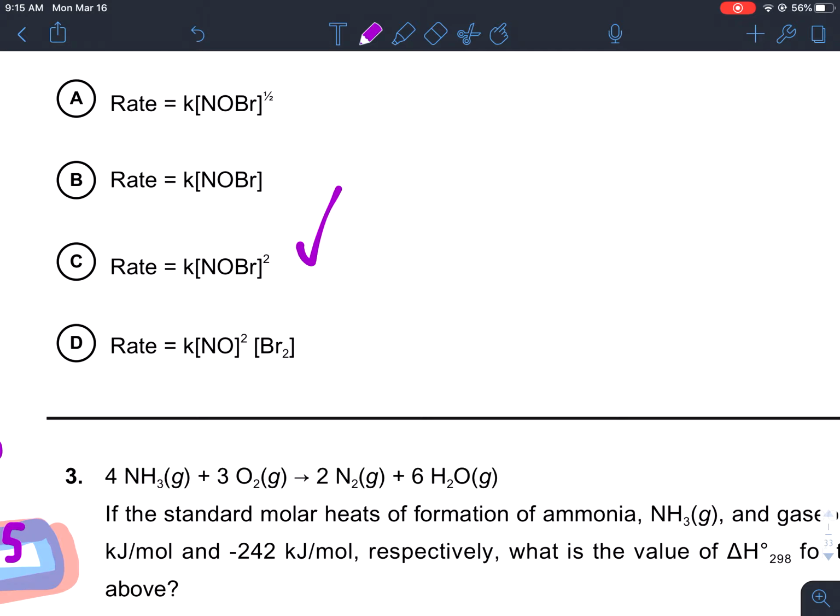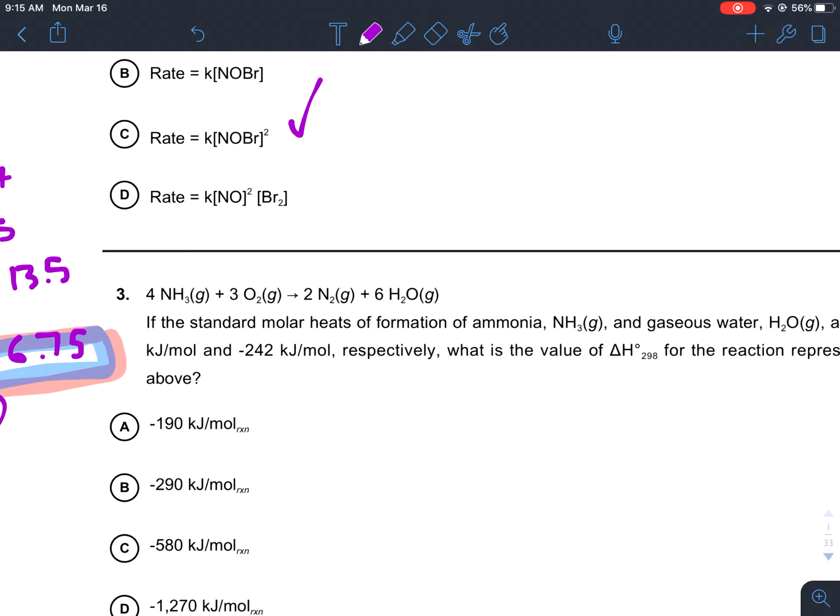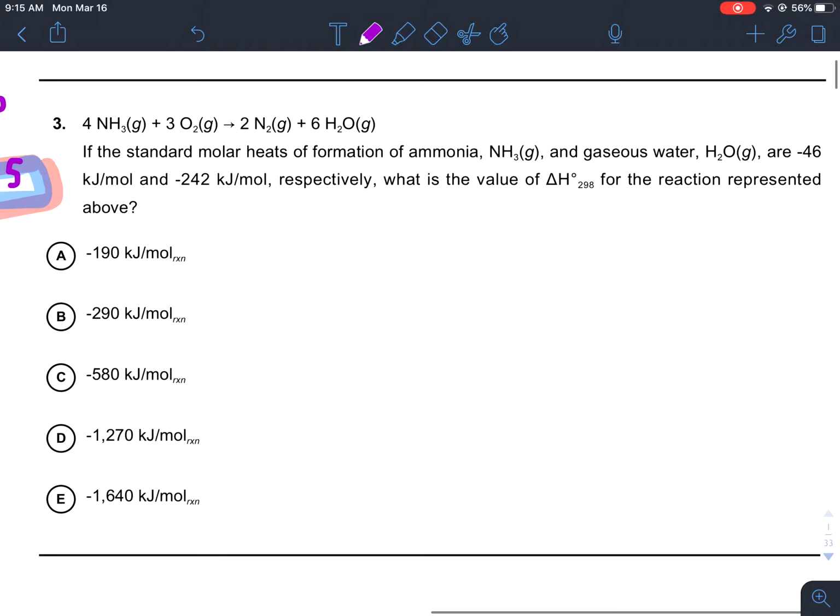All right, question number 3. Now you have this formula, and you want to be able to read this. Again, this is actually not an acid-base question, but that's okay. It's good for us to review this stuff too, so I don't mind.